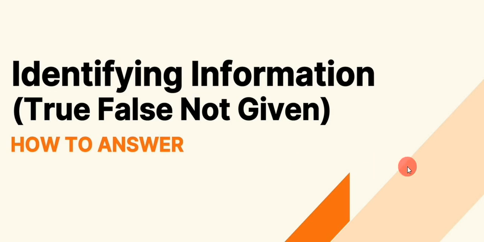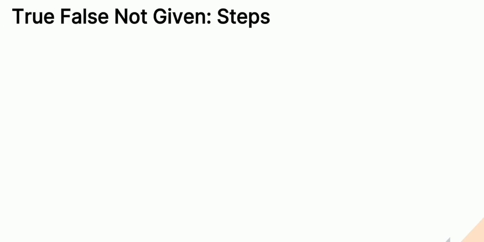Important steps to answer true, false, not given questions in IELTS reading. This question type is also known as identifying information. You will learn 3 steps to help you answer this question type more effectively.